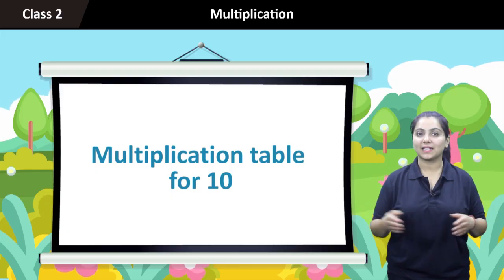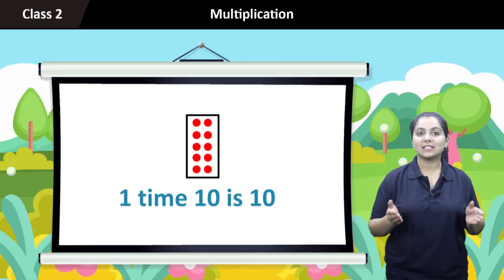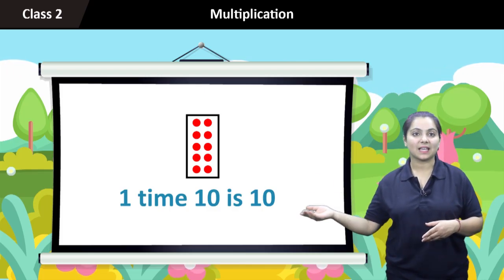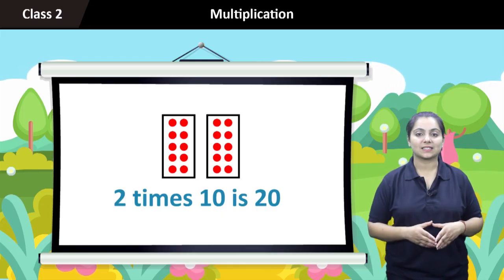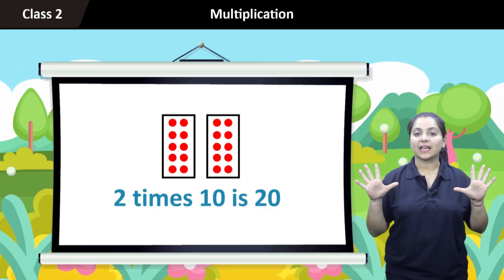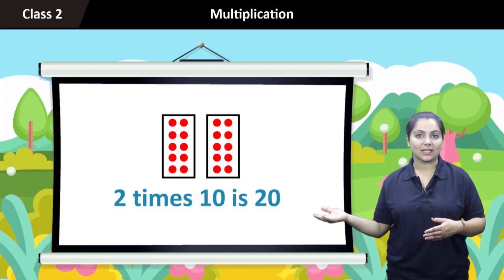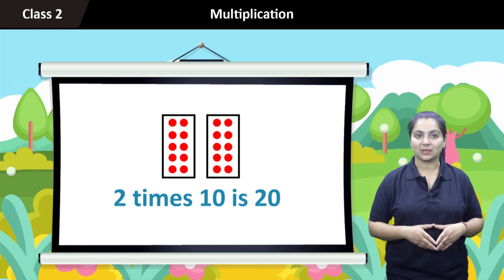Multiplication table for 10. In this box, there are 10 dots. That means 1 times 10 is 10. Now there are 2 boxes and each box has 10 dots. That means 2 times 10 is 20. Now so on and let's recite the table.